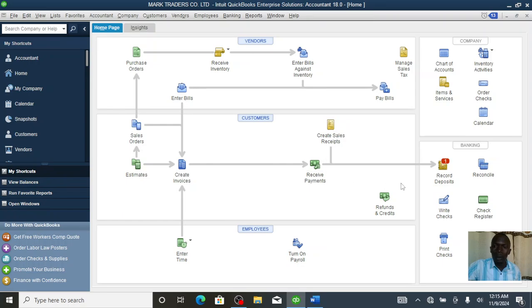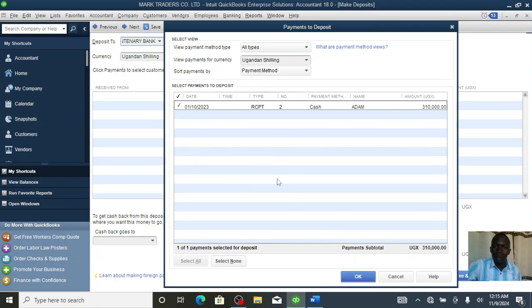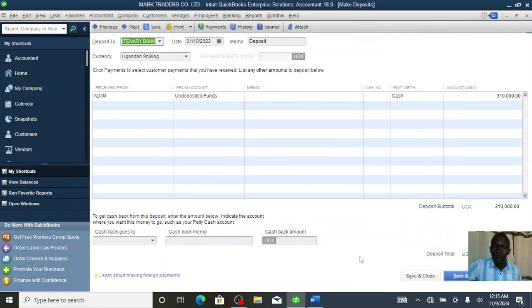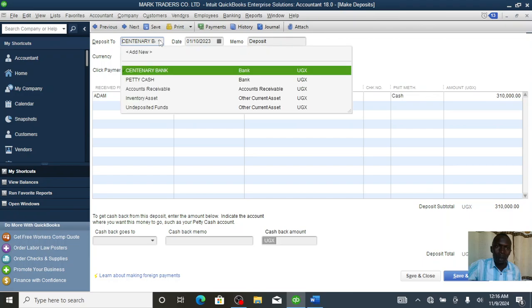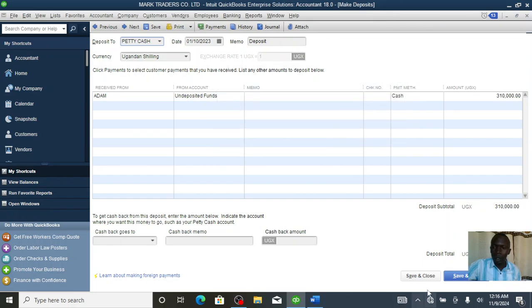So here we are going to record our deposits. We check this, then okay. We save and close. No. Since it was a cash payment, we put it under petty cash. Yes, okay. Then we save and close.